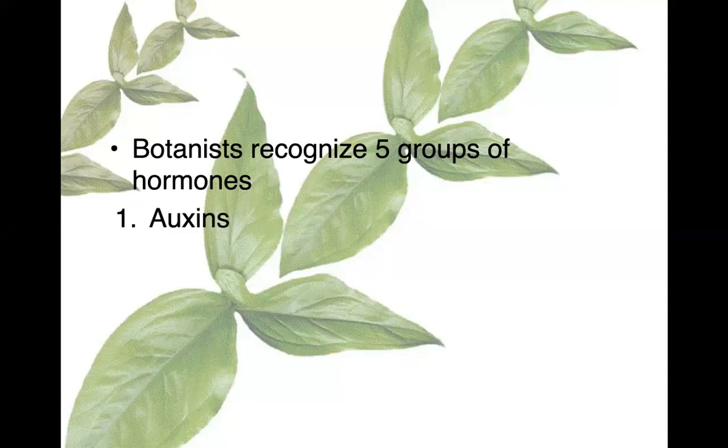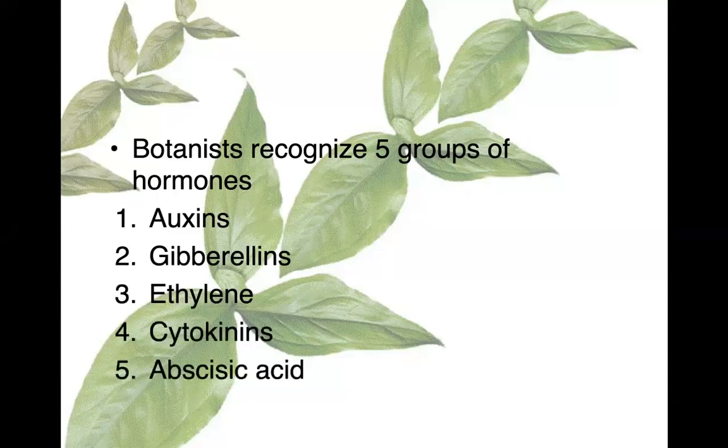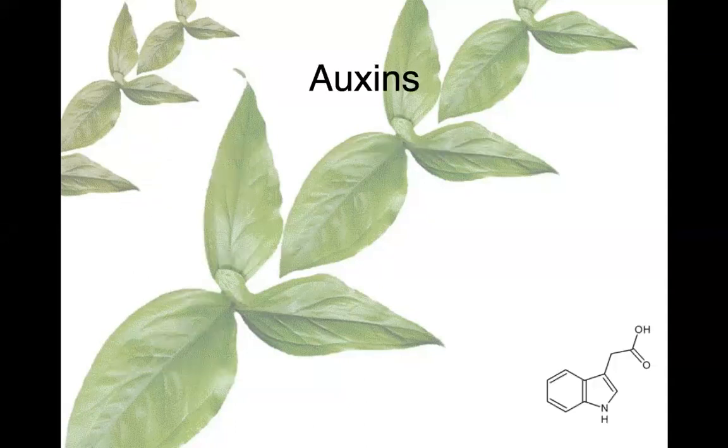So the first group, they're called auxins. Remember, these are not names of specific hormones, but groups of hormones. Auxins, gibberellins, ethylene, cytokinins, and finally abscisic acid. So I'm going to go through each of these and describe what their effects are on plants.